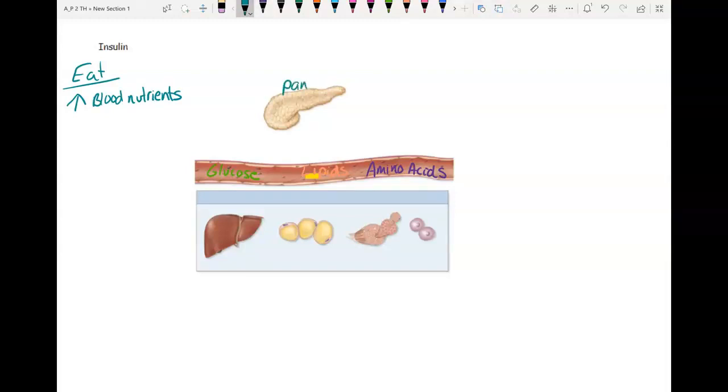Your pancreas detects the rise in glucose. So all three go up, but glucose is the one that your pancreas is monitoring. When it detects this rise in glucose, it secretes insulin. So insulin is secreted in response to a rise in glucose. The job of insulin is to lower your blood nutrients. So you eat, blood nutrients go up, your pancreas secretes insulin.